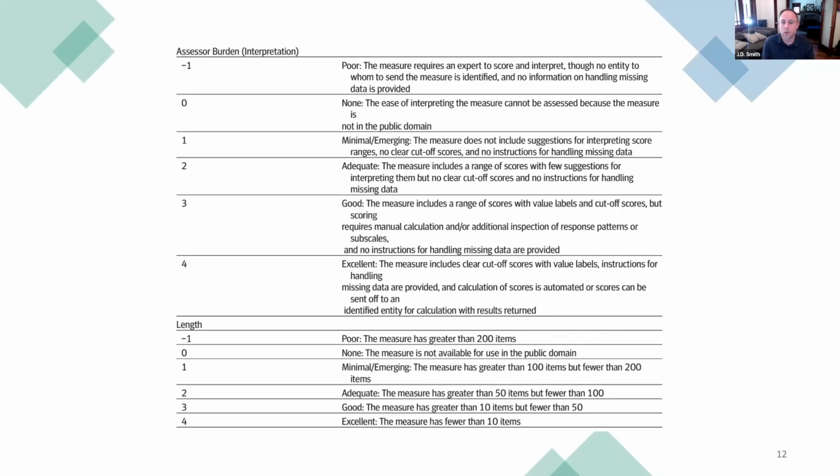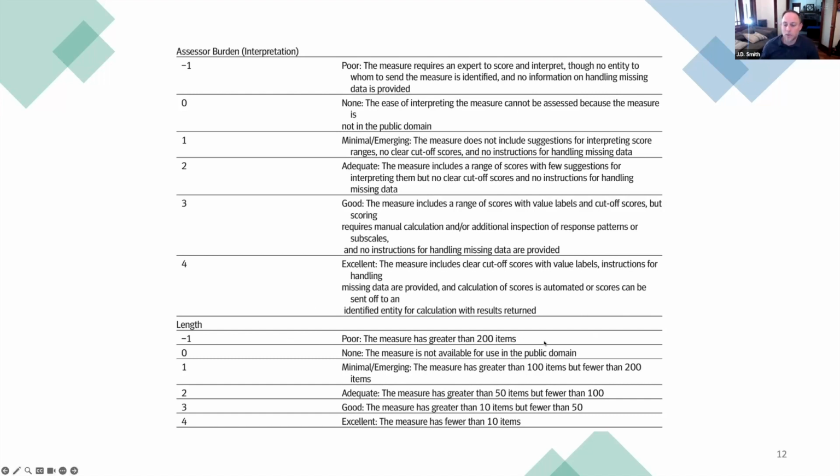So the assessor burden in terms of interpretation, again, kind of very similar, requires an expert to score and interpret, versus it has clear cutoffs, value labels, instructions for everything. Calculation is automatic, and yeah, just pretty straightforward interpretation using like standard scores, percentile ranks, things like that, that any of us are able to interpret readily.